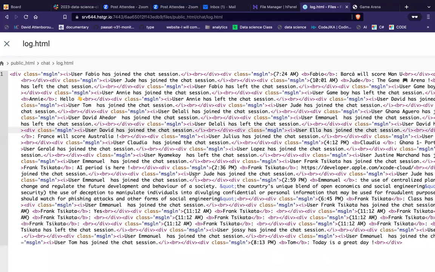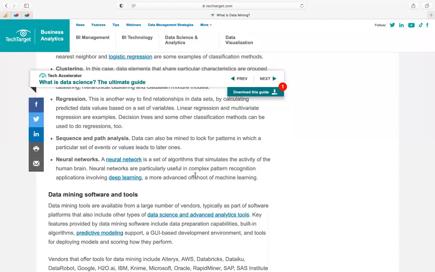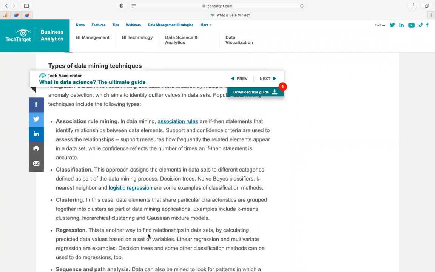The next one is sequence and path analysis. Data can also be mined to look for patterns. Yes, so it seems all these techniques are somehow linked together. They are, so you can see all this we are going through. The main point we are getting here is finding patterns and relationships.